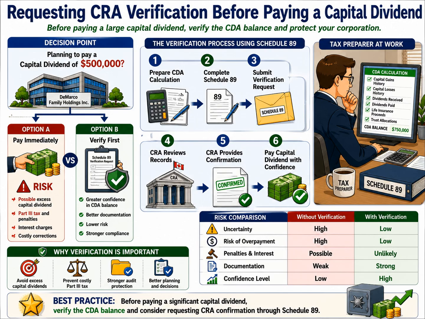Notice the comparison at the bottom of the slide. Without verification, there is greater uncertainty. The risk of overpaying a capital dividend is higher, and if a problem is discovered later, the corporation may face taxes, interest, penalties, and additional compliance work. With verification, the risk is generally lower. Documentation is stronger, the audit trail is clearer, and tax planning decisions can be made with greater confidence.